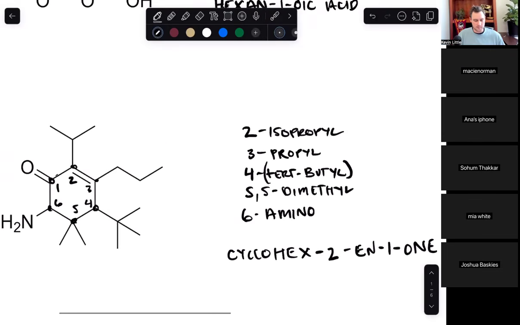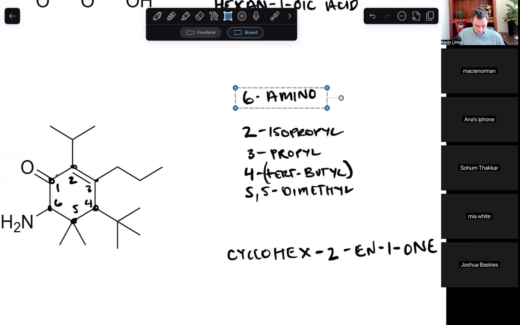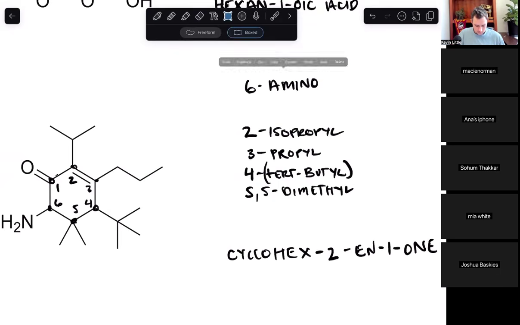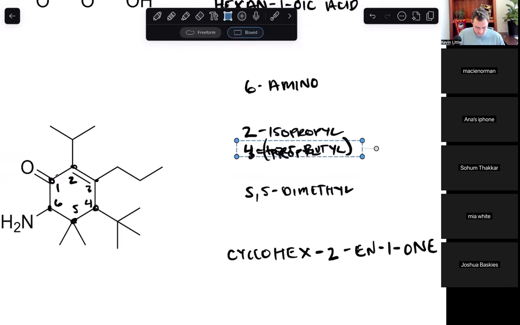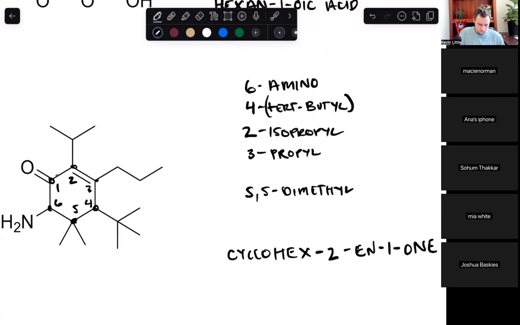So now I have to alphabetize these groups. Amino is going to be first. Tert-butyl is actually going to be second, and that's because with tert-butyl, we care about the B, just like with methyl, we care about the M. So after tert-butyl, I don't make the rules, isopropyl gets to go by the I, whereas propyl would go after dimethyl.